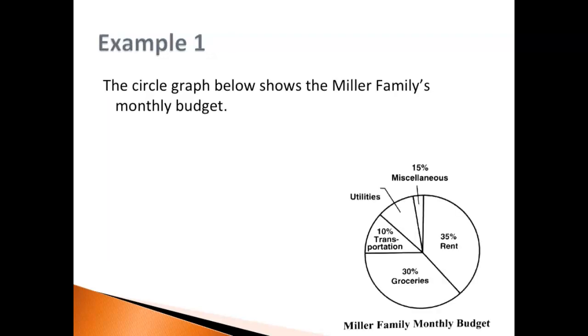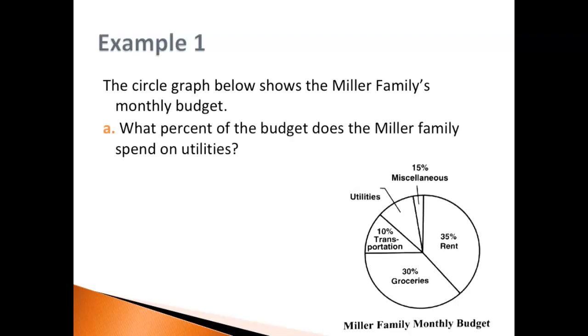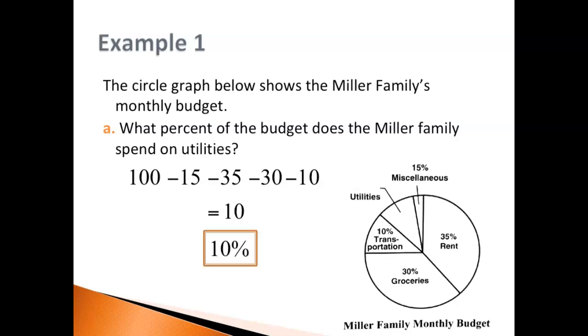So here's an example. The circle graph below shows the Miller family's monthly budget. Part A. What percent of the budget does the Miller family spend on utilities? Well, if everything has to add up to 100%, and we know exactly what percent is spent on everything else, we simply have to subtract each of those from 100 to get the utilities. So 100% minus 15, minus 35, minus 30, minus 10 comes out to be 10. So 10% of the budget is spent on utilities.